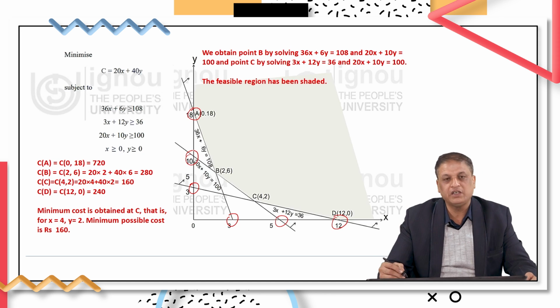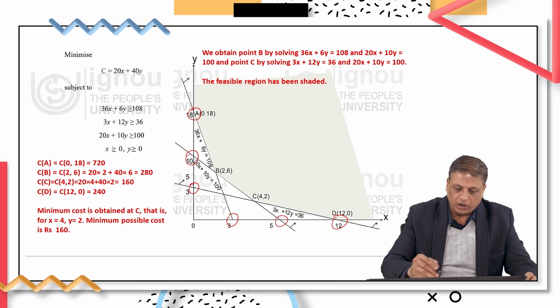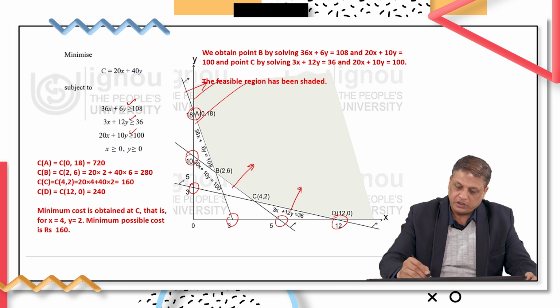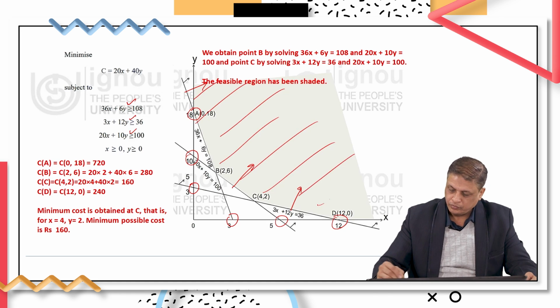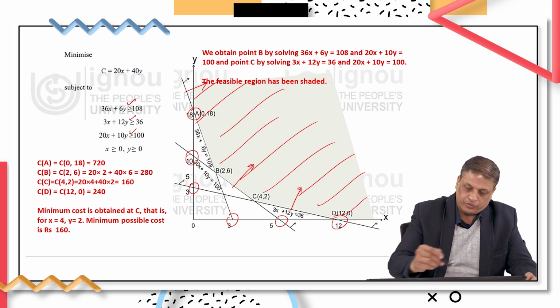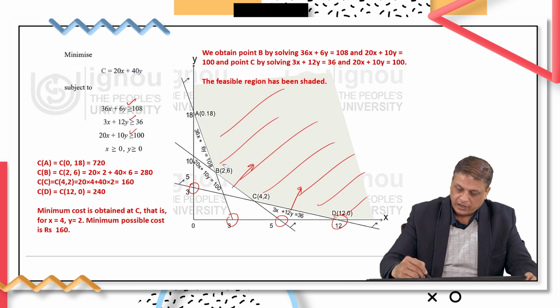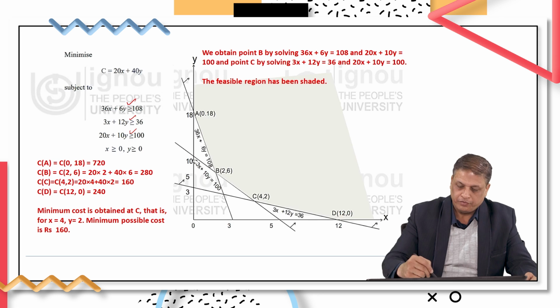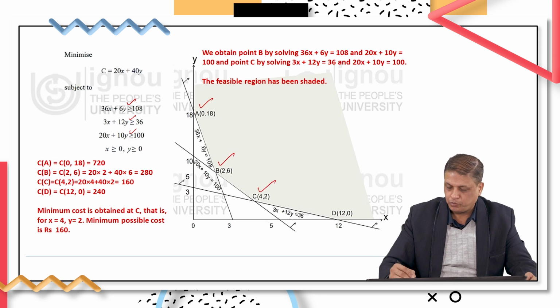By joining these lines, and because all inequalities are greater than or equal to, this region will be in this direction, this region will also be in this direction, and this region will also be in this direction. So the feasible region turns out to be this shaded region. This shaded region has the vertices given by point A, B, C and D, shown over here.